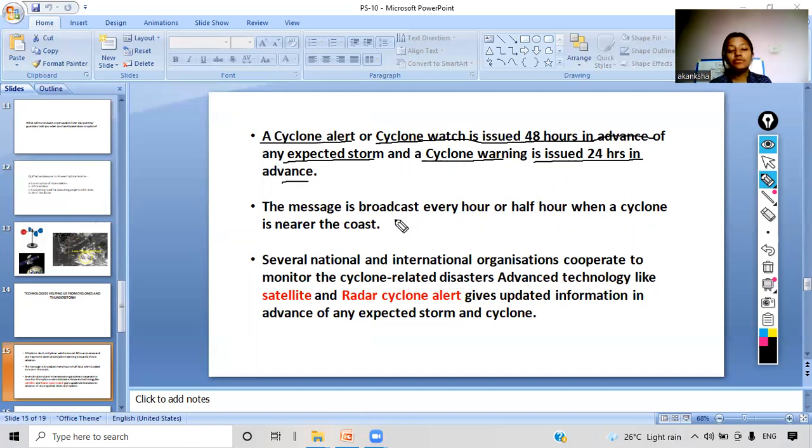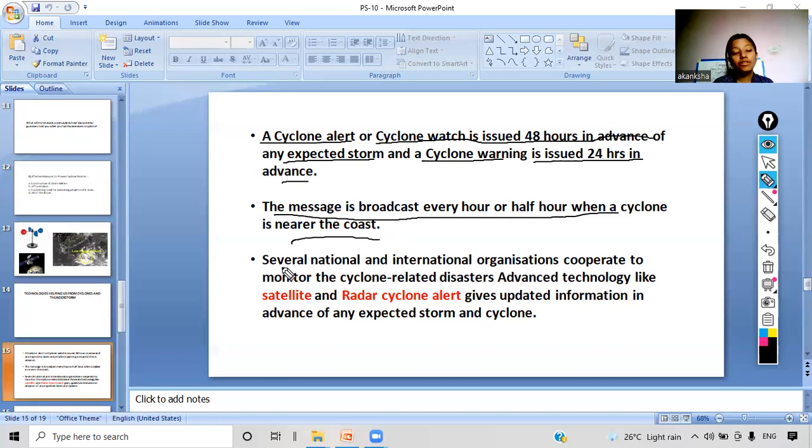Okay, coming to the second point. The message is broadcast every hour or half hour when a cyclone is nearby the coast, so that people get a reminder that you have to keep yourself safe from the cyclone because the cyclone is coming. You have to stay inside your homes, or evacuate.